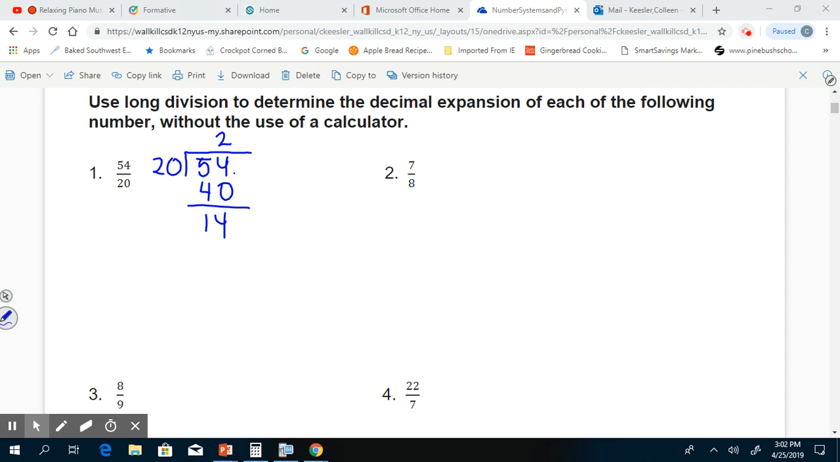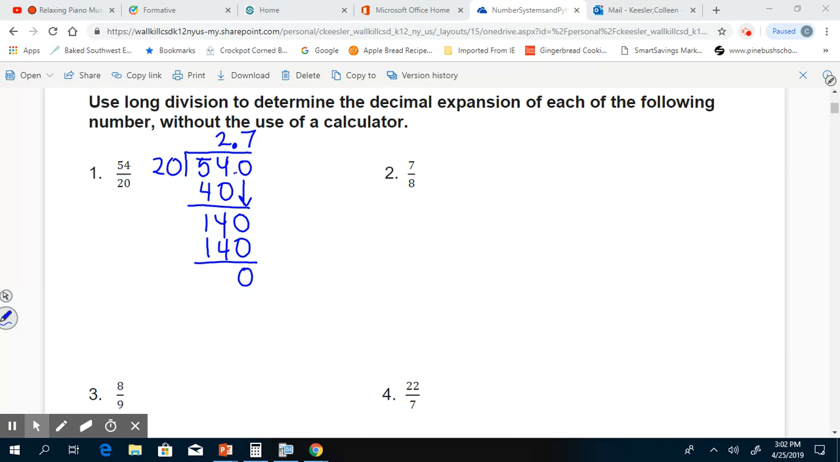So we're going to put 0.0 and bring a decimal up as well. We're going to bring that 0 down. And we know that 20 goes into 147 times. So our answer is 2.7. And then we're done because we don't have anything else that we have to figure out. We have no remainders left. So 2.7 is our decimal expansion of 54 over 20.